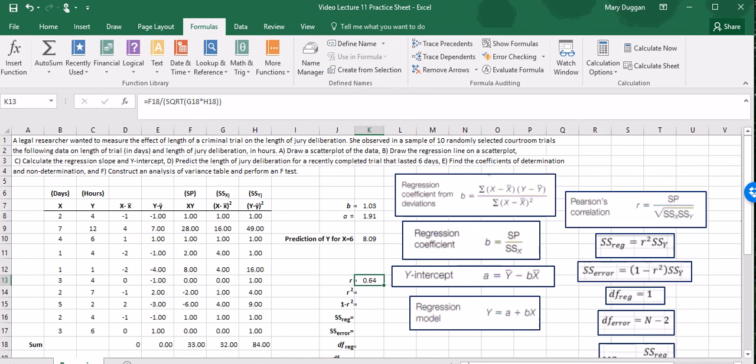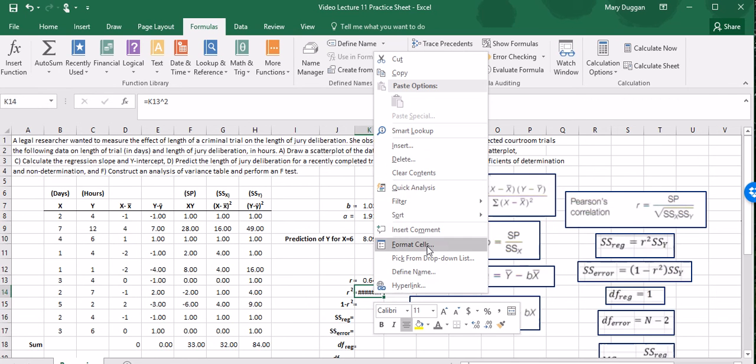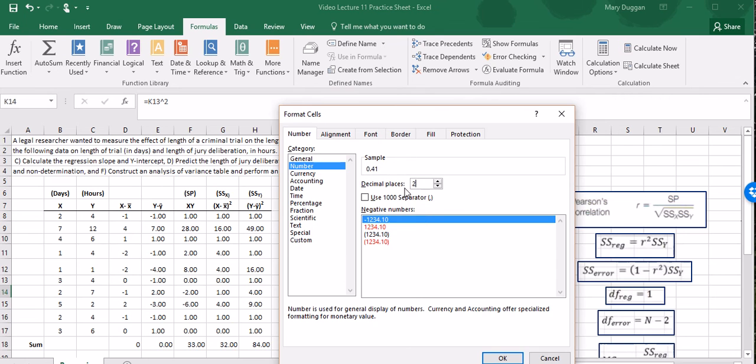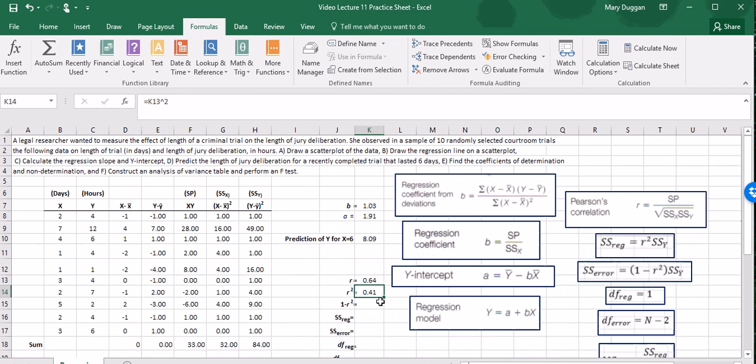And the next thing that we're going to do is we're going to find something called R squared. And R squared is actually what we consider our PRE measure. It's called the coefficient of determination, and it's easily found by just squaring R. So let's do that. Equals 0.64 squared. And we get something funky, but that's okay. Okay, so our R squared, or our coefficient of determination, is 0.41.